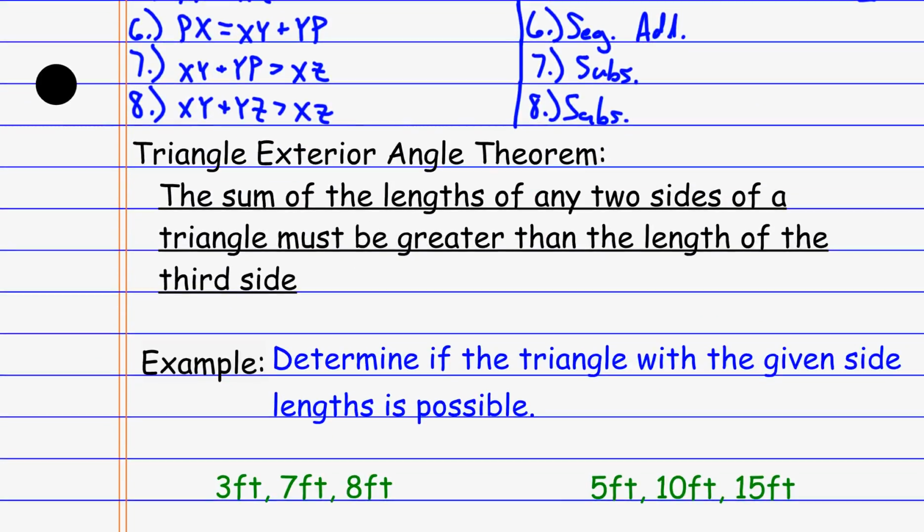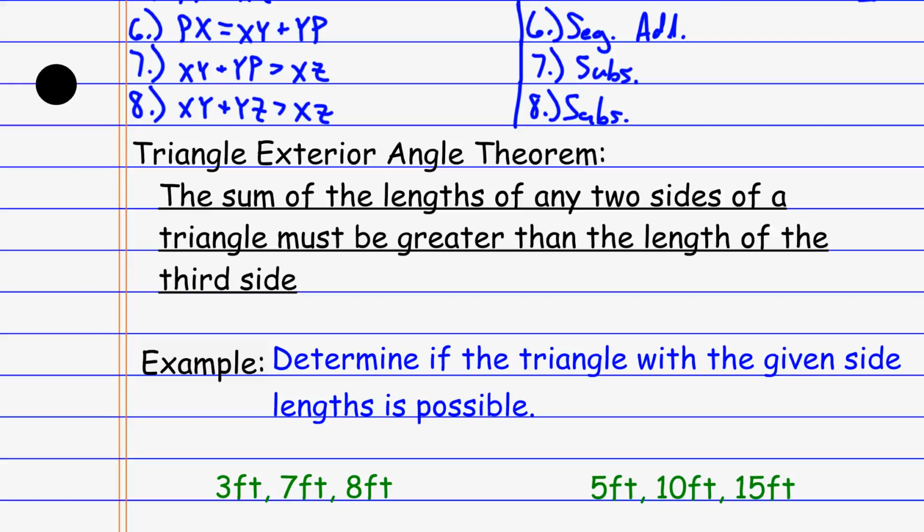And so all this says is the sum of the lengths of any two sides has to be greater than the third side, all right? So when we're looking at triangles, if I take any two sides, they have to add up to more than the third side. And that's it, okay? If we don't have that situation, then we essentially don't have a triangle because there's no way that those pieces can connect, all right?